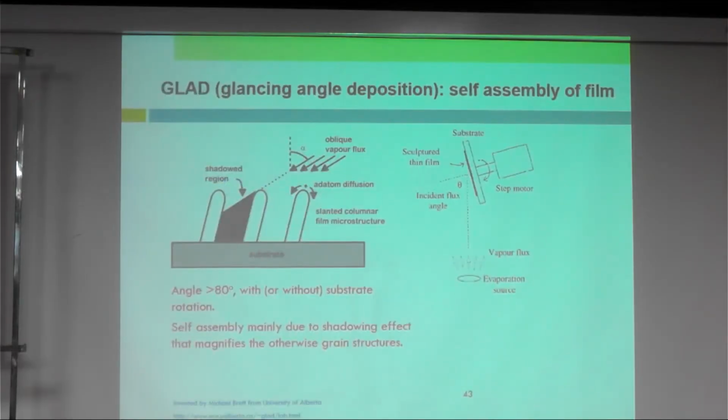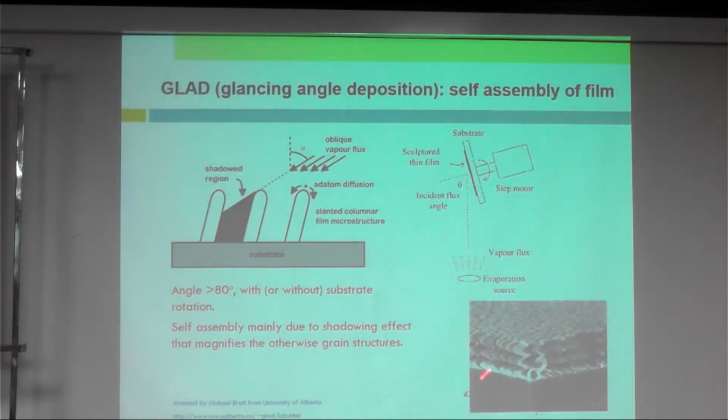So another issue is the glancing angle deposition, self-assembly of thin film. We try to have this kind of angle more than 80 degrees without substrate rotation. So you have your substrate, and you have a slanted columnar film microstructure here. Then you try to deposit something at this kind of angle. So you have a vapor source here, then you have the incident, then you can deposit on the substrate at the angle.